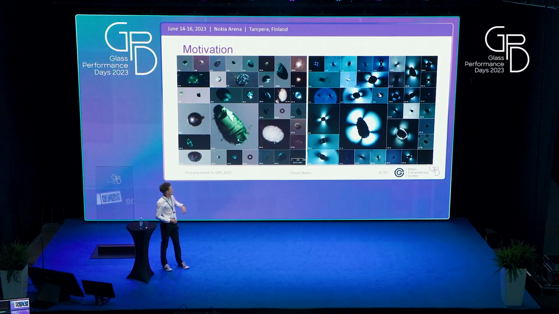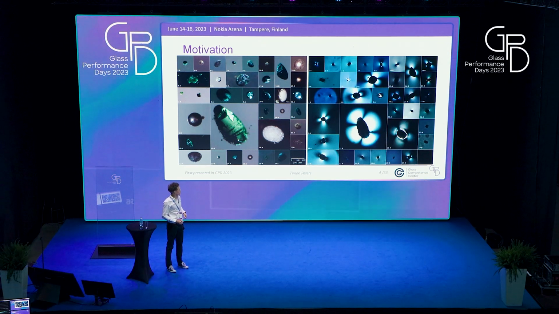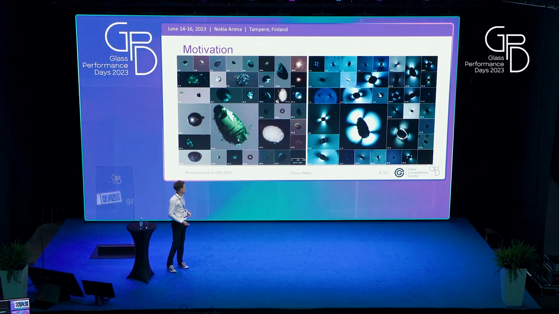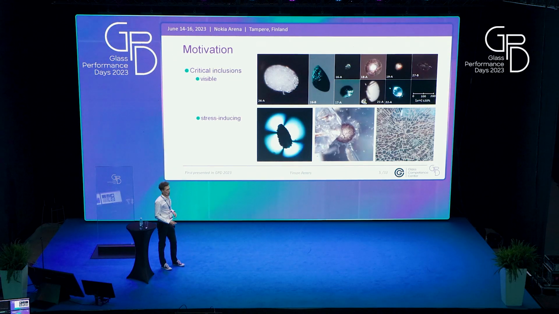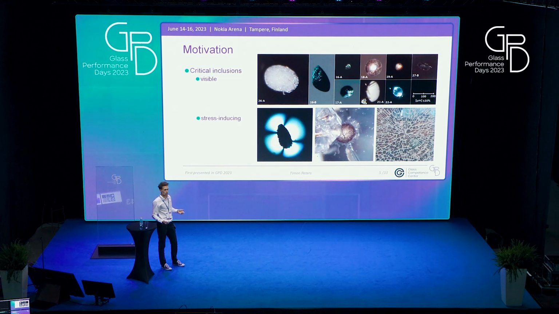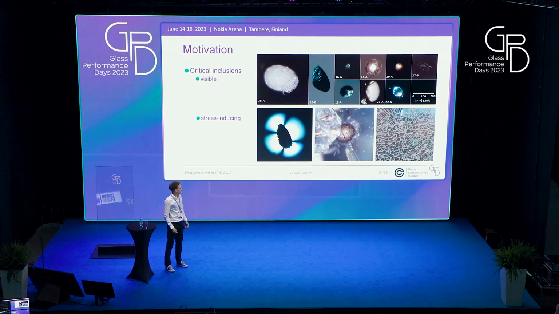We can see on the right some stress plots from inclusions taken with cross-polarizing filters, and we can see that around some of these inclusions there are really high stress concentrations. So what is critical? One way of being critical is being visible. There are still some inclusion types that are visible below 500 micrometers in diameter.